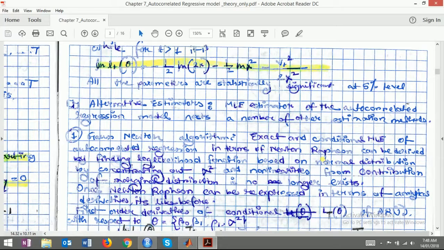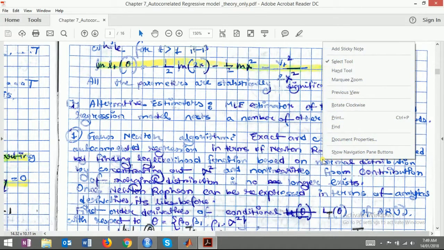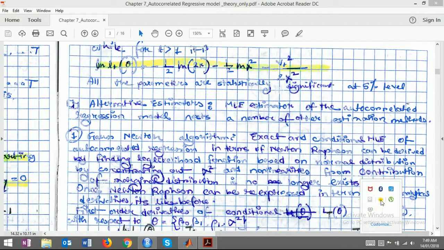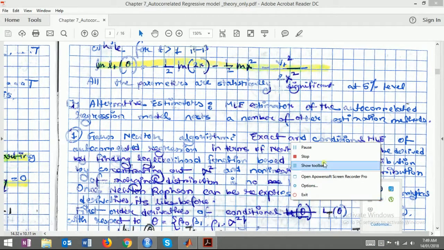So, alternative estimators. Now we are going to talk about the algorithms behind these estimators, but we will just drop it here and continue from here again later.